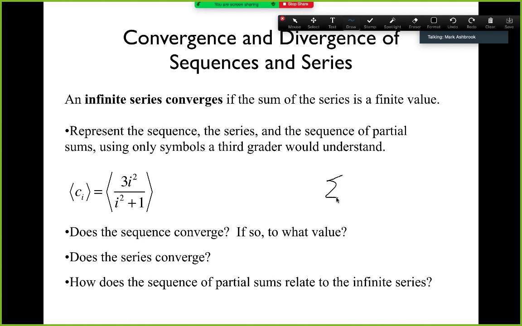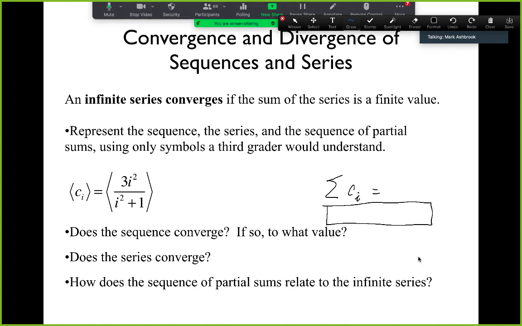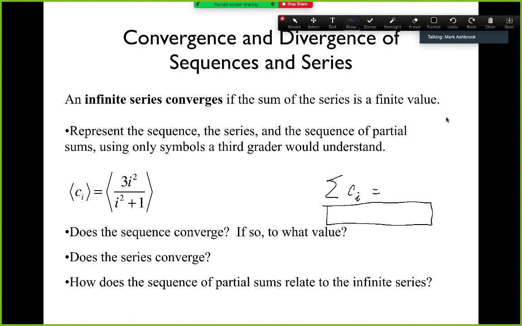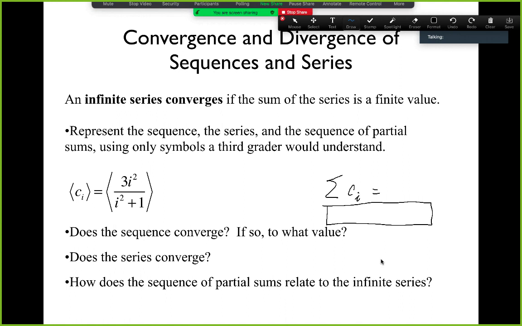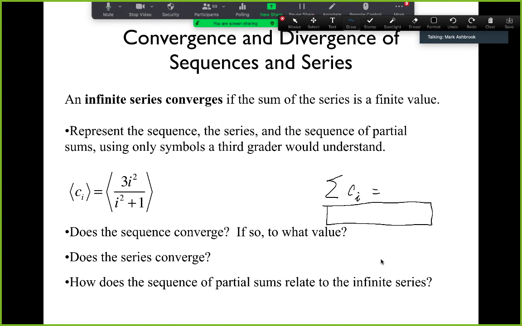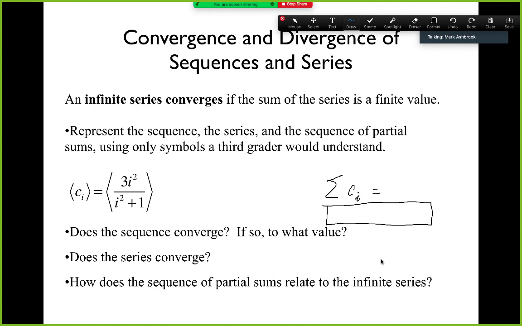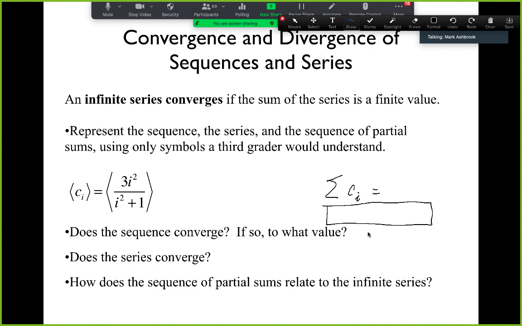Yeah. So the series is adding up all the terms. And so the sequence of partial sums, you keep adding one more on. So if you just kept going and going, at the end of that, you'd be adding all the terms together. So if you really think about what the series is, and what the sequence of partial sums is, then it should make sense that if you were able to get to the end of the sequence of partial sums, you'd be adding all the terms of the series together. Well, that's what the series is. Okay, thanks.